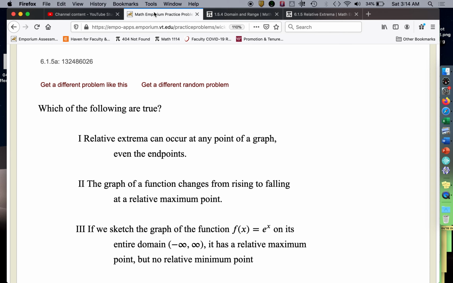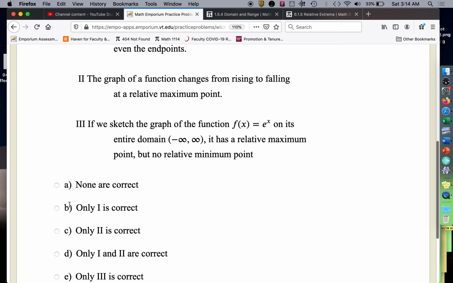So statement 3 said it has a relative maximum. No, we can't say infinity is a number. It never reaches infinity. It just goes to infinity. And it certainly doesn't reach 0 either. So it has neither a relative maximum nor a relative minimum. So statement 3 is false. All right, so 1 was false, 2 was true, 3 was false. Let's check that out.